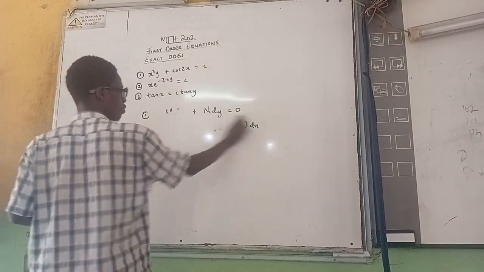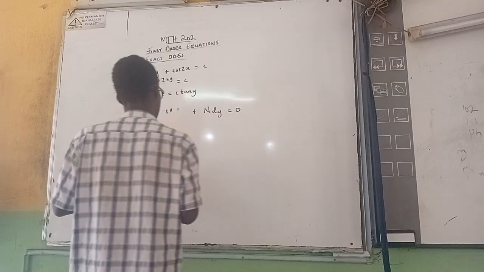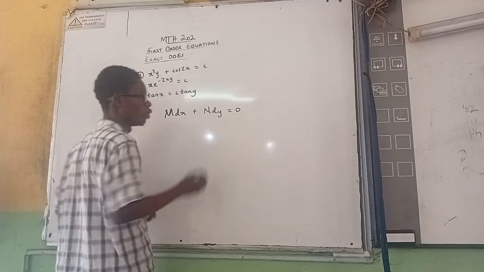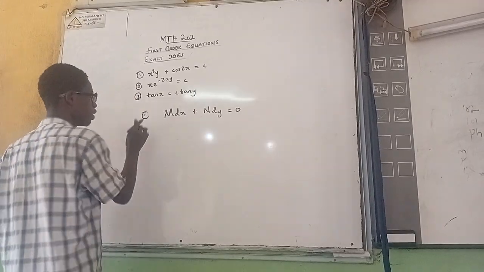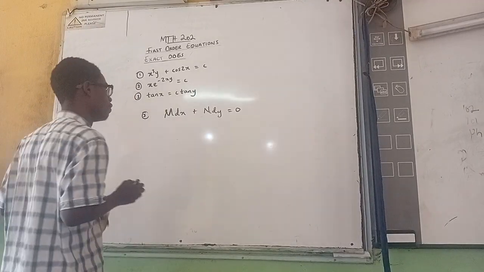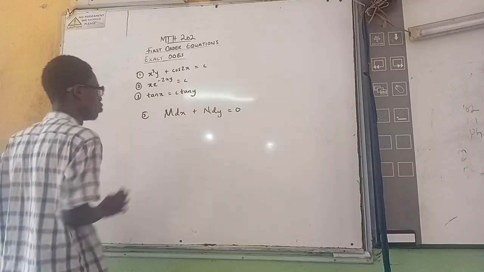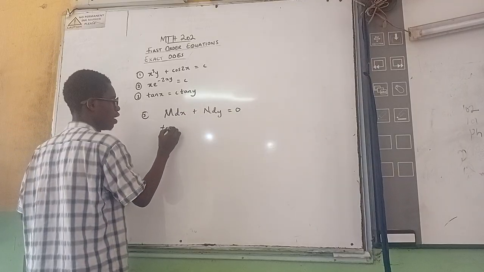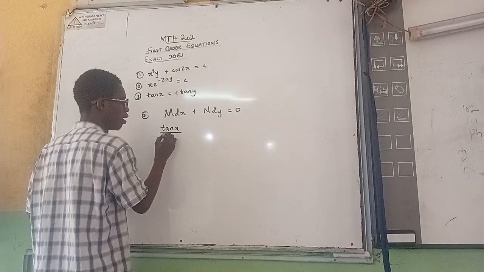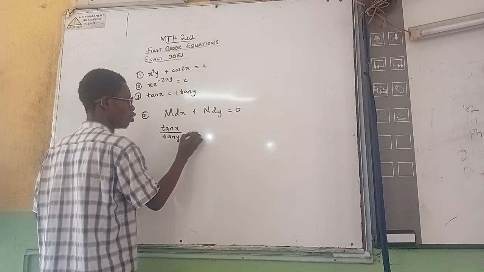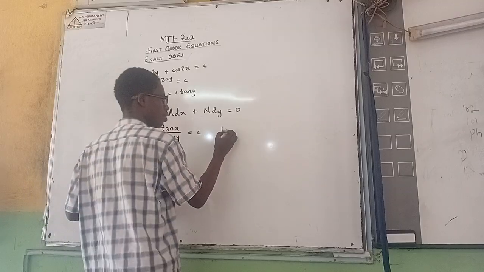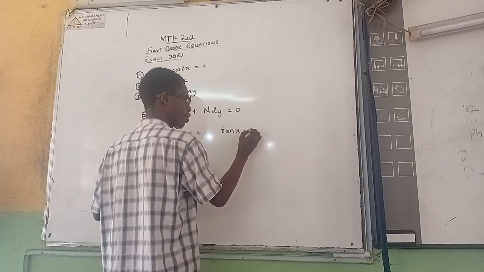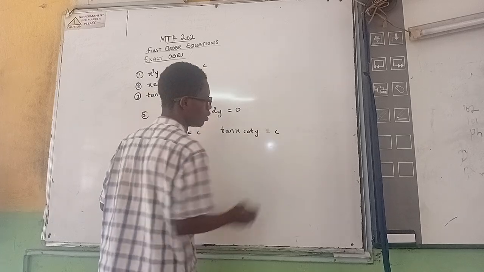And for the last one, don't let me clean this. For the last one, we have M dx plus N dy equals 0. Looking at this, let's bring tan y to the other side first. It will not cause any problem, but let's bring it over. We have tan x over tan y equals c. So I can write this as tan x cot y equals c.